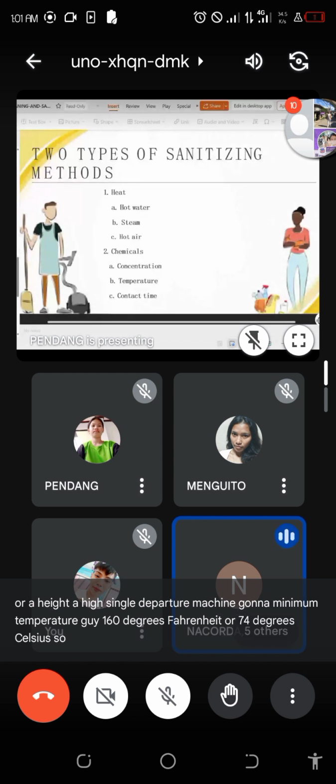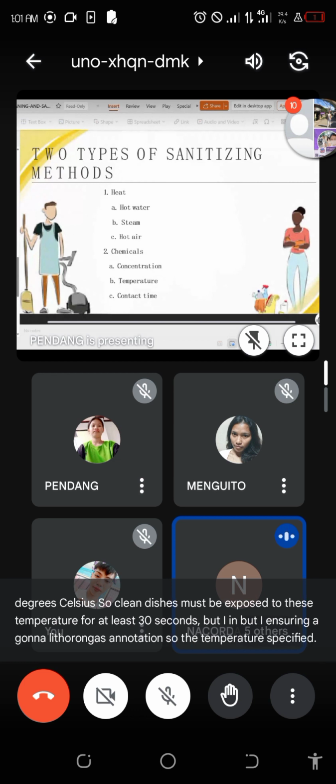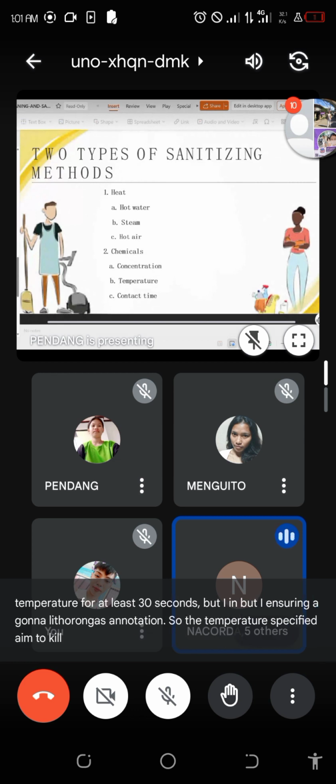So, clean dishes must be exposed to this temperature for at least 30 seconds para ensure nga naay thorough nga sanitation. So, the temperature specified aim to kill bacteria and to ensure proper hygiene in food service establishments.